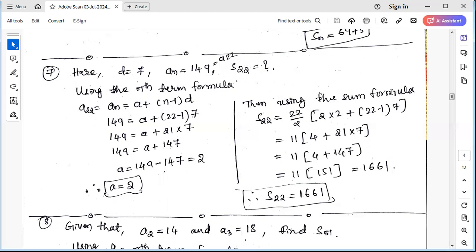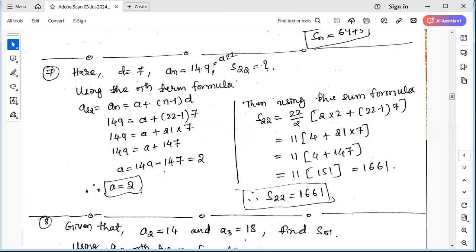Then using the sum formula, we have to determine S_22. S_22 is equal to, n is equal to 22 here, so it is 22 divided by 2 into the bracket 2a, that means 2 into 2, plus n minus 1, that is 22 minus 1, into d. d is 7. So this is 22 divided by 2, which is 11, into the bracket 2 into 2 is 4 plus 22 minus 1 is 21 into 7.